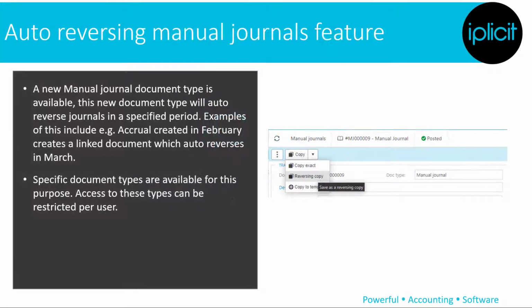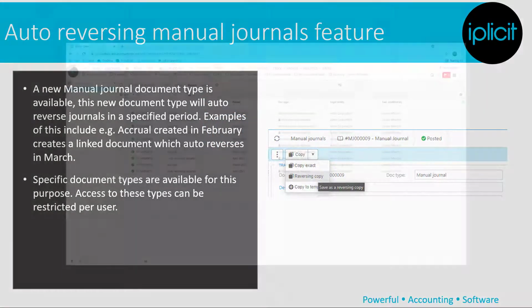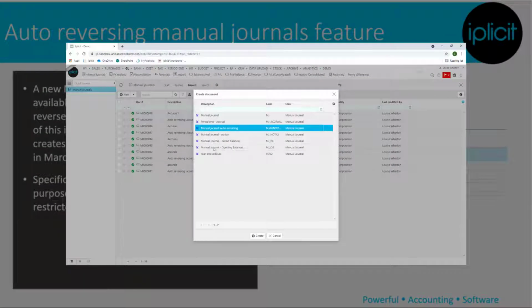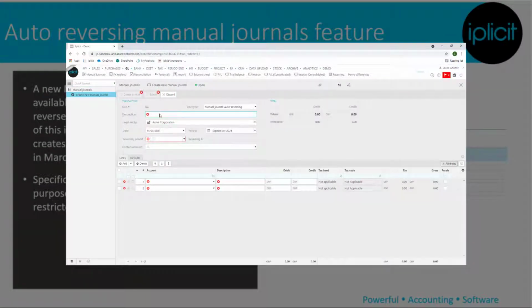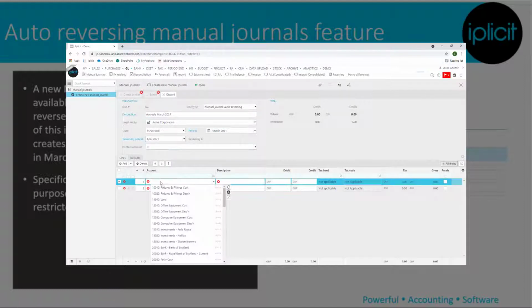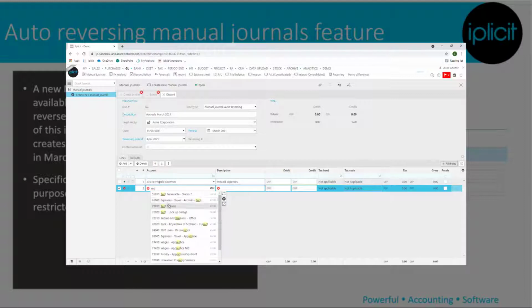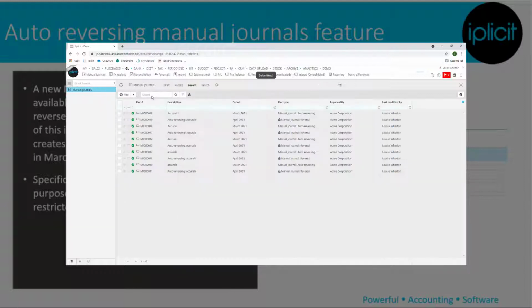So first, we're going to take a look at the auto-reversing manual journals. When we select New, you can see that there is a new document type called Manual Journal Auto-Reversing available. We then create the journal as we would do normally. However, we select the reversing period. Once this is completed, we can save and submit, and this journal, as well as the reversing journal, can be seen as posted in your Recent tab. And if I go into the transaction, I can see the reversal on the lines.